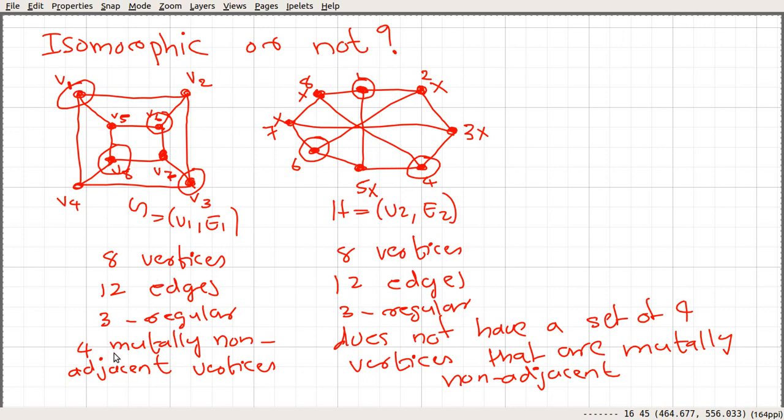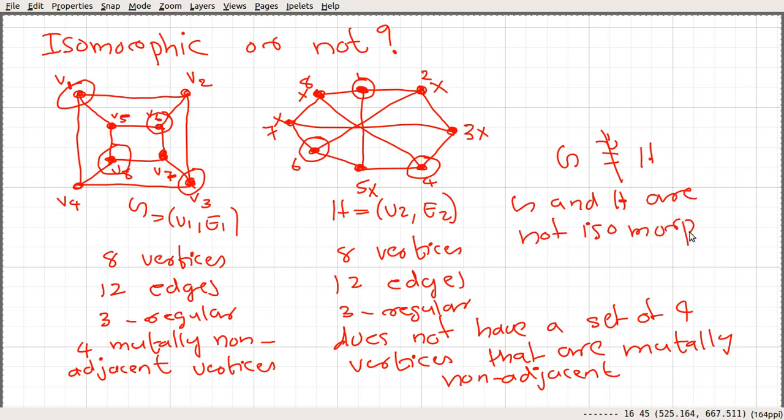So this is one structural property that this graph has, and this graph does not have. Here in this graph we have four mutually non-adjacent vertices, and this graph does not have a set of 4 mutually non-adjacent vertices. This graph has this structural property, and this graph doesn't have it. That's enough to show that these two graphs G and H are not isomorphic.